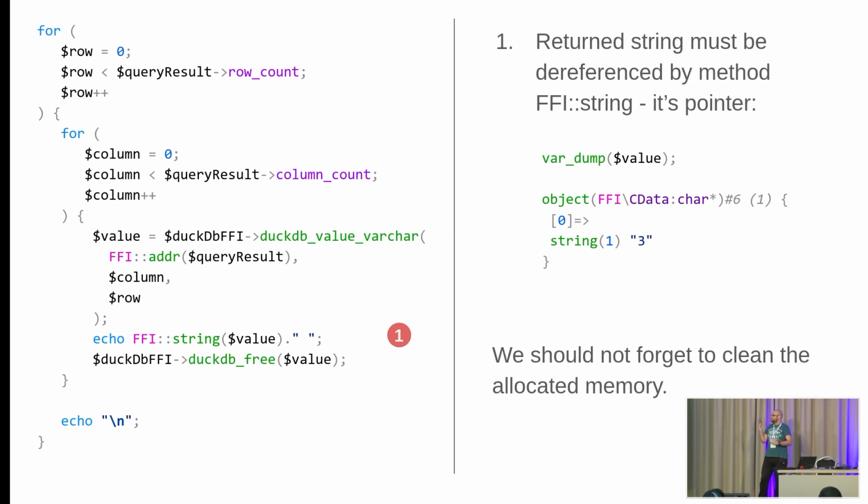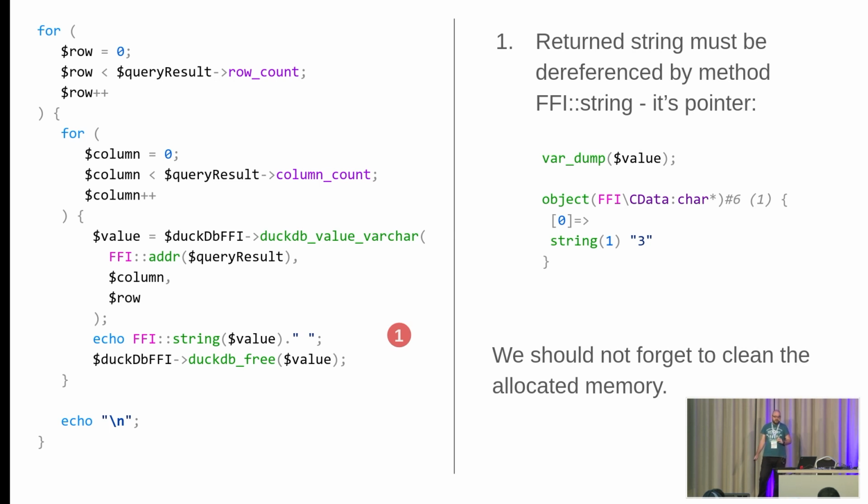I will then traverse the result set. I have 2 for loops for it. In this case, we can clearly see that with a C structure, we are working in the same way as with PHP objects. So we simply access its properties. And we will iterate over the rows and columns. And we use a special function for this. We will use a function which will obtain the value for us. It's called duckdb_value_varchar.